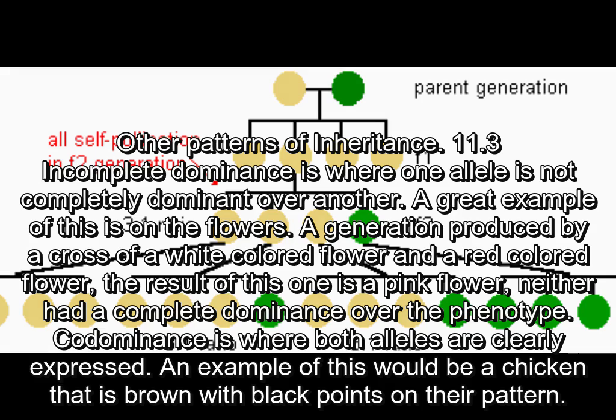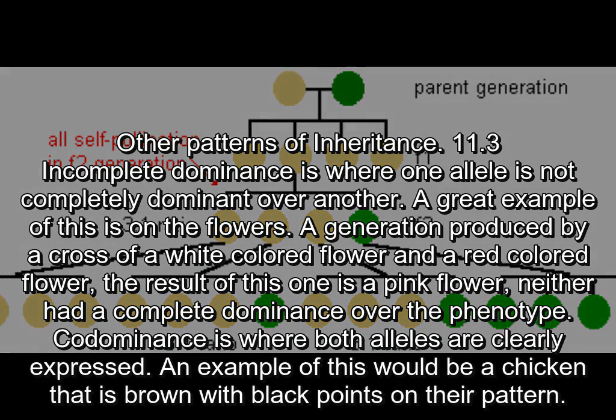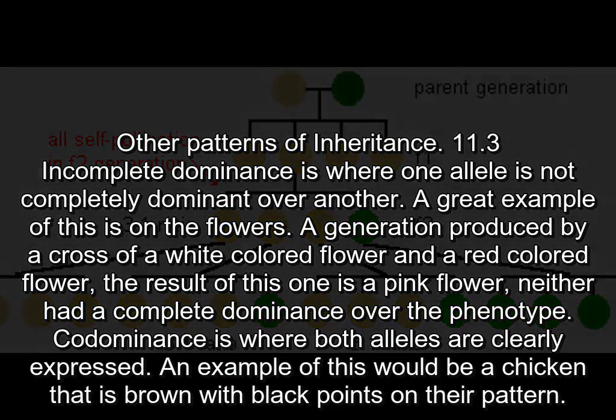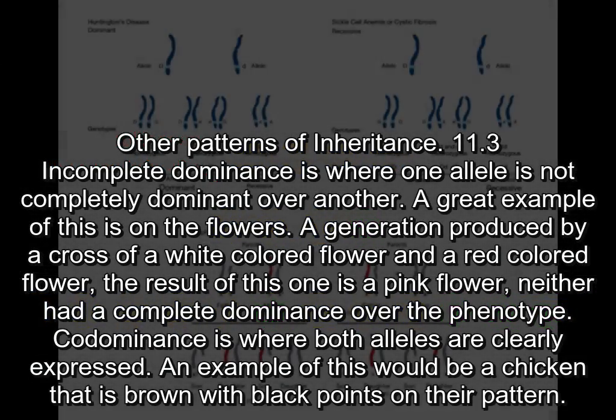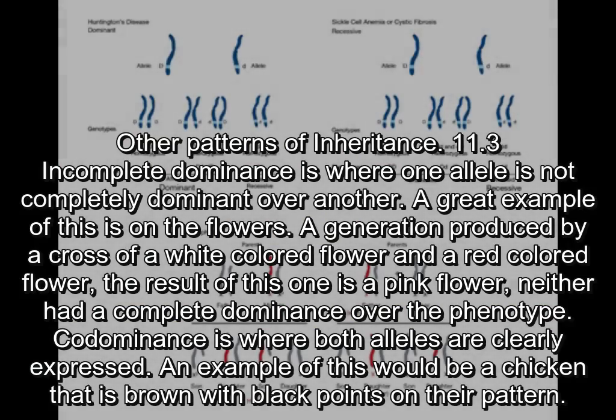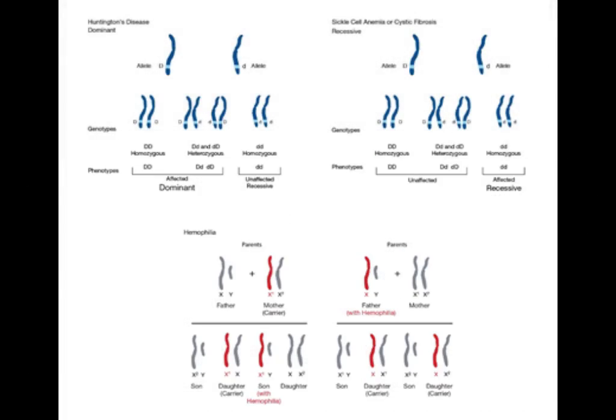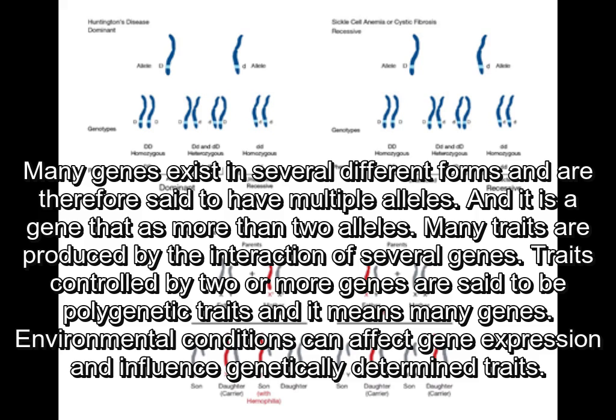Codominance is where both alleles are clearly expressed. An example of this is the chicken that is brown with black points in its pattern. Many genes exist in several different forms and are therefore said to have multiple alleles. It is a gene that has more than two alleles.